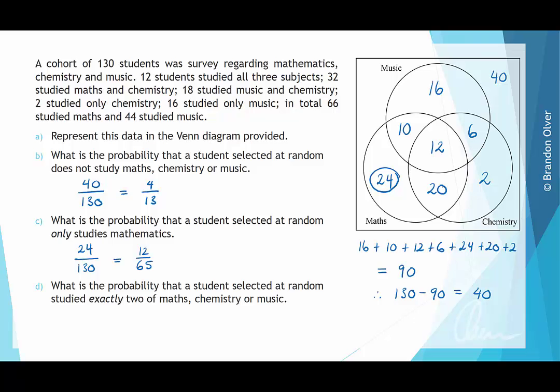Finally, we want to find the probability that a student selected at random studied exactly 2 of maths, chemistry or music. So exactly 2 is this, and this. So those three parts of the Venn diagram there are students studying exactly 2 of them. So all up we have 10 plus 6 plus 20 over 130, which equals 36 over 130, which can simplify down to 18 over 65.